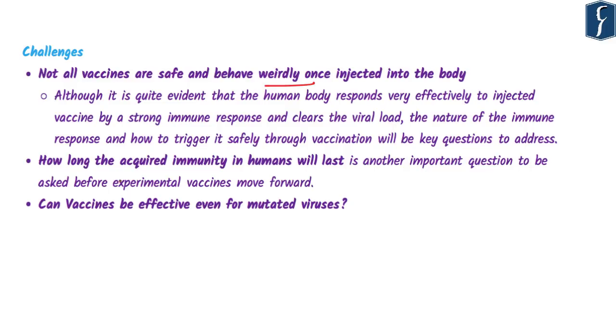Another aspect to be kept in mind is how long the acquired immunity in humans will last. Sometimes the acquired immunity lasts forever. For example, polio vaccine. The immunity against polio virus through polio vaccine is forever. But every time the vaccine is not forever. And if we are developing a vaccine for coronavirus that has created a disaster of this magnitude, this has to be taken care of. That provides permanent vaccination, that provides permanent immunity. And thirdly, can the vaccine be effective even for the mutated virus? The present coronavirus is the mutated form of the earlier known coronavirus.